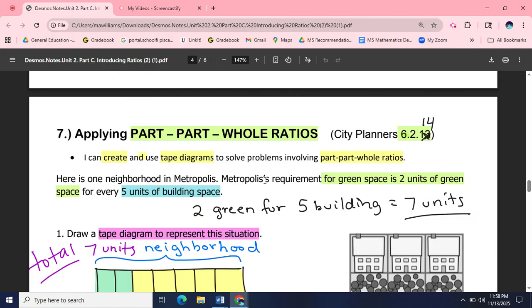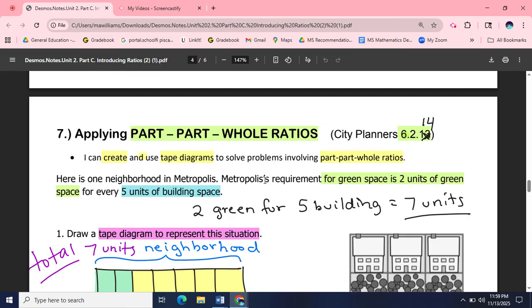Here is one neighborhood in Metropolis. Metropolis's requirement for green space is 2 units of green space for every 5 units of building. So when they're saying green space, think of grass, and building is the space for buildings. So for every 2 units of, let's say, grass, there are going to be 5 units of building. And if there's 2 green to every 5 building, that's a total of 7 units.